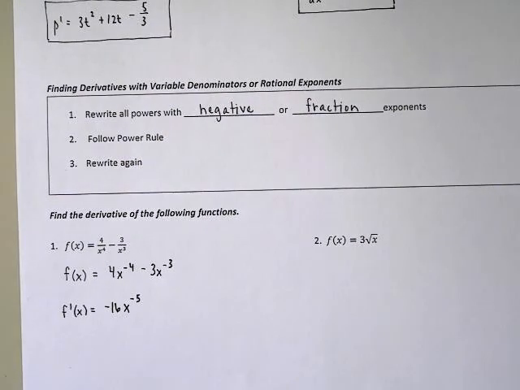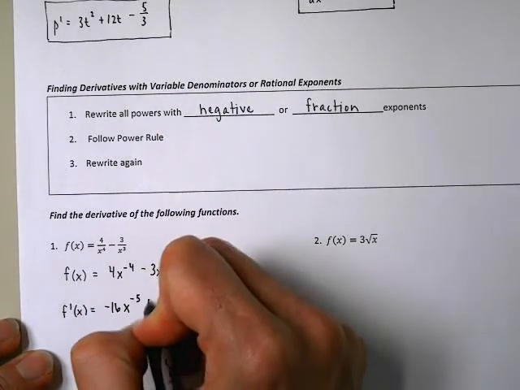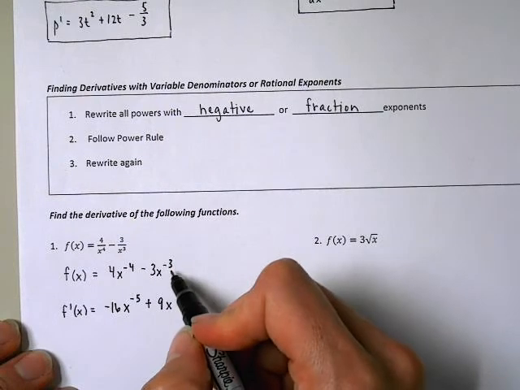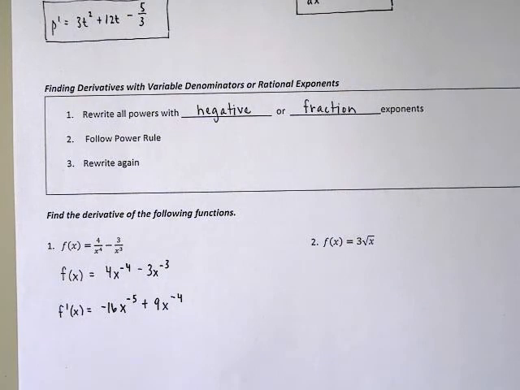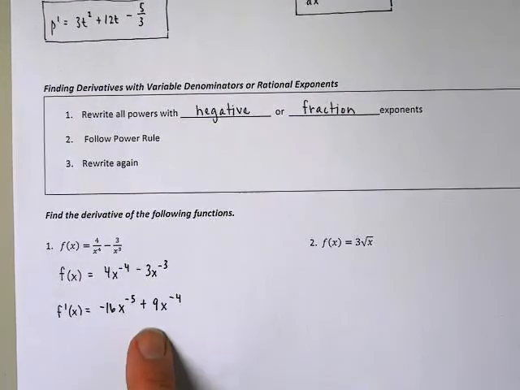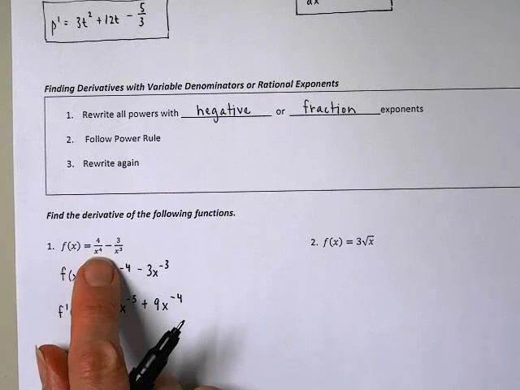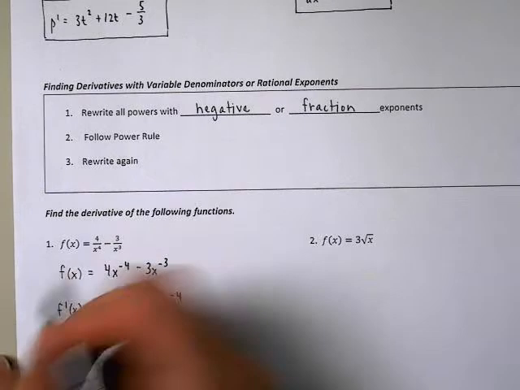I'm going to use the power rule again for my second term. I have a negative 3 times a negative 3, which gives me a positive 9 times x. And again, a negative 3 minus 1 is a negative 4. Now, that derivative is technically correct. However, since my original problem had positive exponents, I'm going to rewrite this to use positive exponents as well.